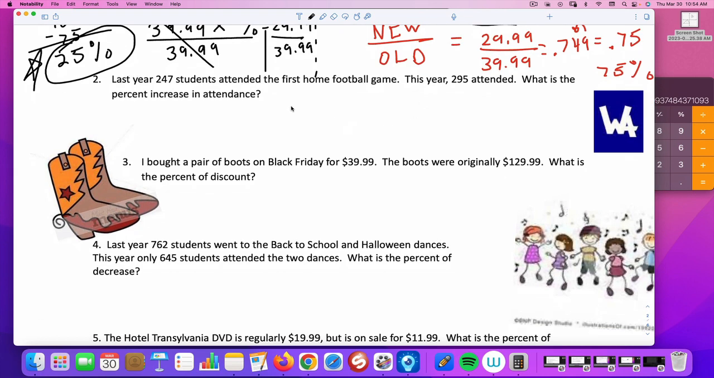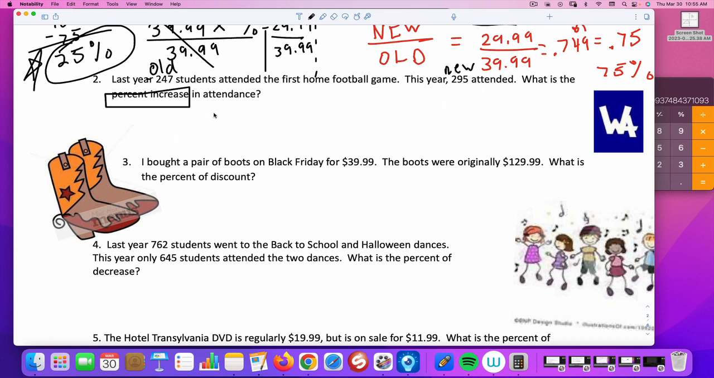Last year, 247 students attended the first home football game. This year, 295 attended. What is the percent increase? Box percent increase. And look at the numbers. Which one is old? Which one is new? 247 versus 295. Lauren. Put old above 247. Put new above 295.